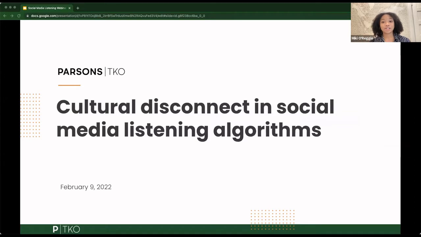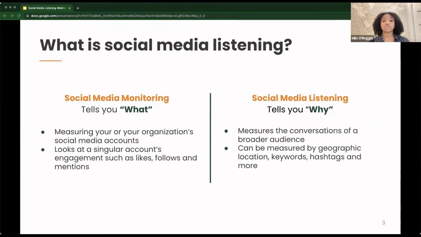So today we'll be talking about social media listening, what it is, and the potential applications for the mission-driven sector. To start, let's define what social media listening is. There are two terms that people often get conflated: social media listening and social media monitoring.